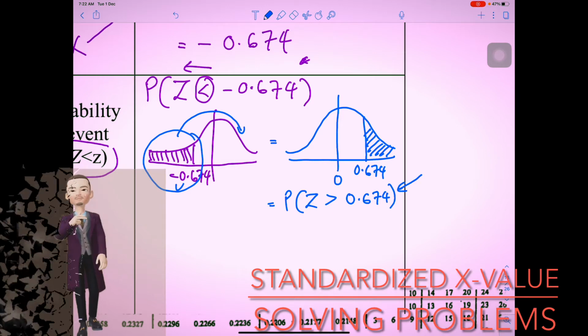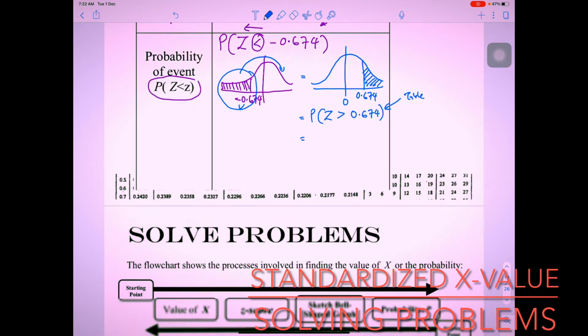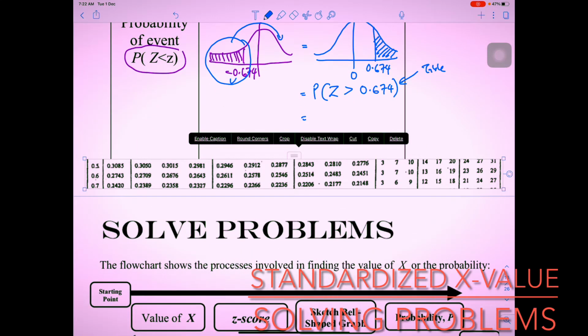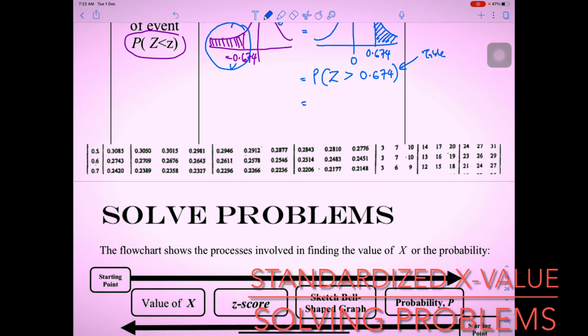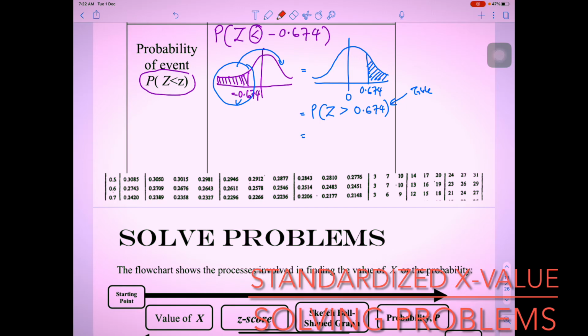Directly refer to the table. I have already set the specific area for 0.674. Find the row for 0.6, then 0.67 is 0.2514, and then for the last digit 4, count 0, 1, 2, 3, 4, so the value is minus 13.